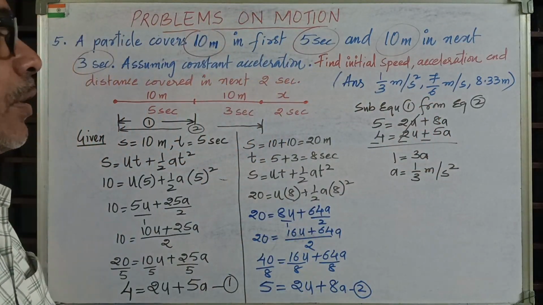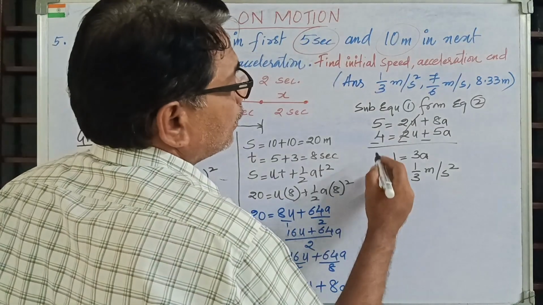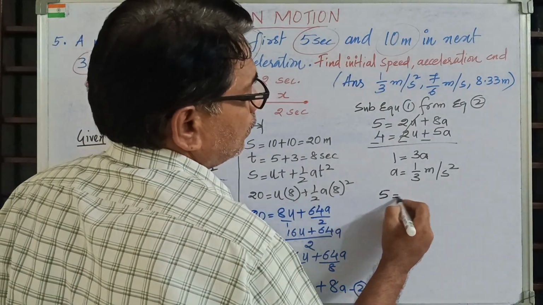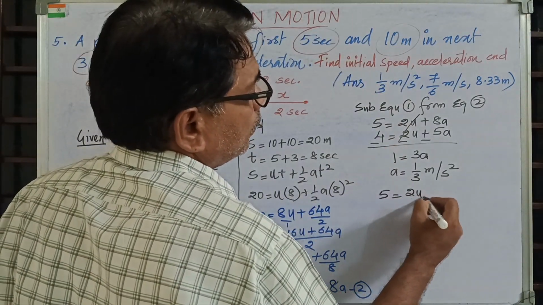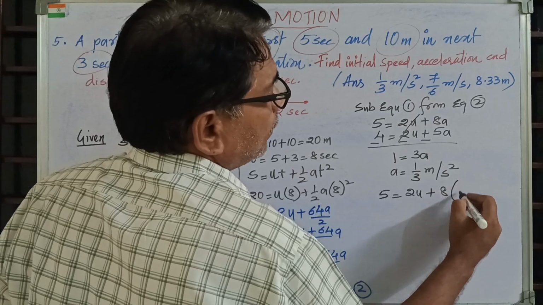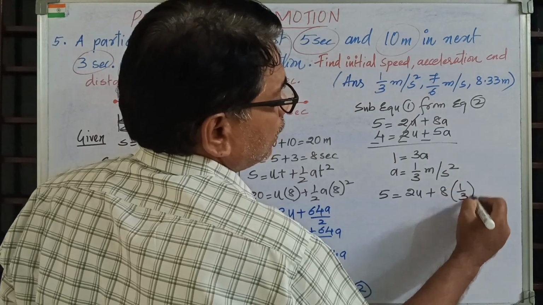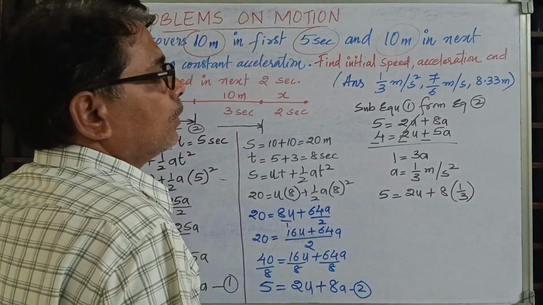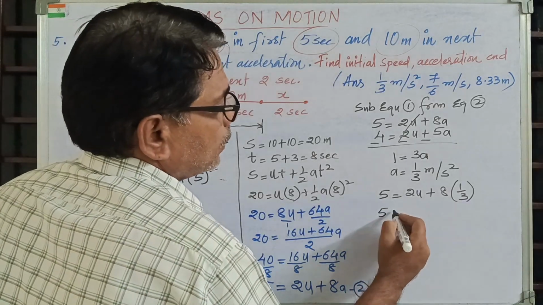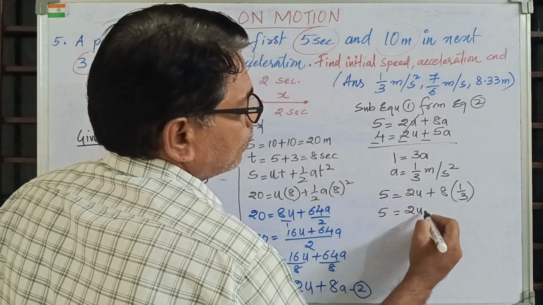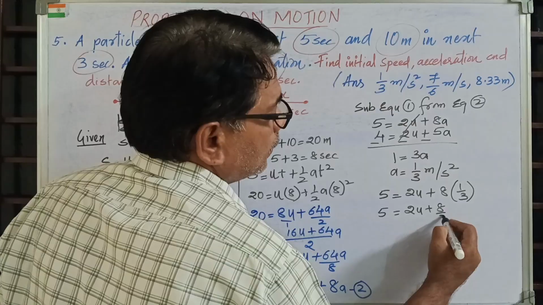Okay, a is done. Now what shall we do? Let us take equation 2: 5 is equal to 2u plus 8a. At the place of a, let me substitute its value, which I just got. So it is 5 is equal to 2u plus 8 by 3.